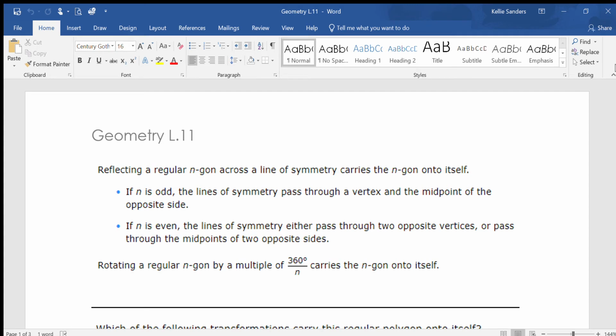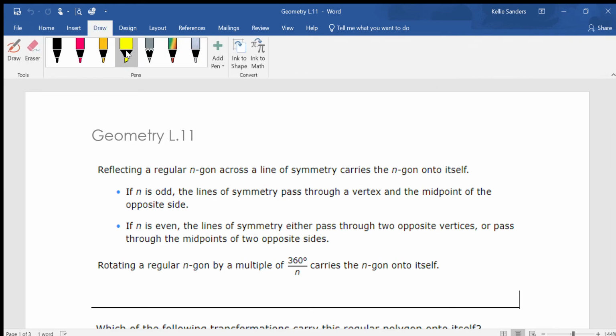L11. On L11, it's a little bit harder for me to explain because it's a video and stuff, but let's see what we can do about it. Reflecting around a regular polygon.